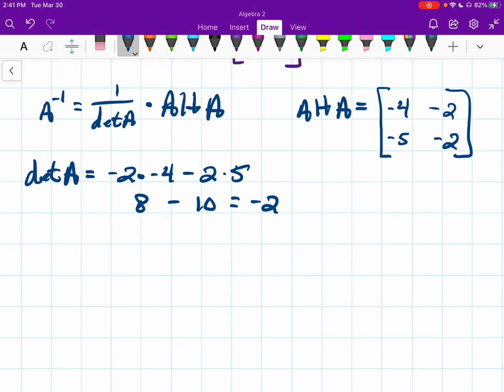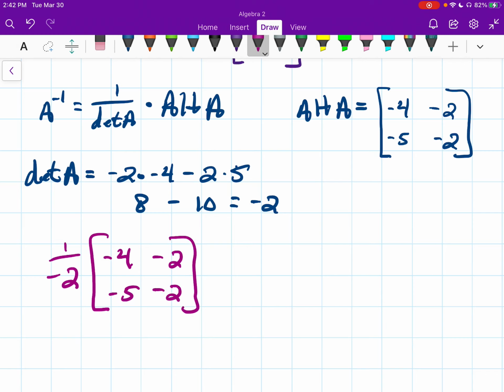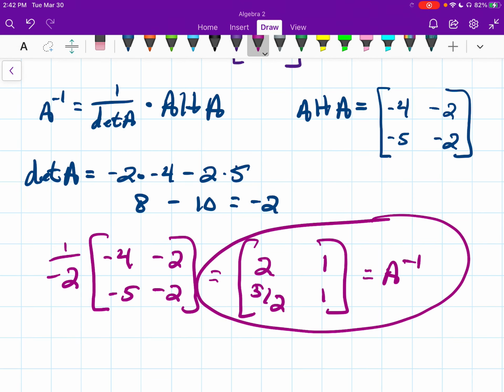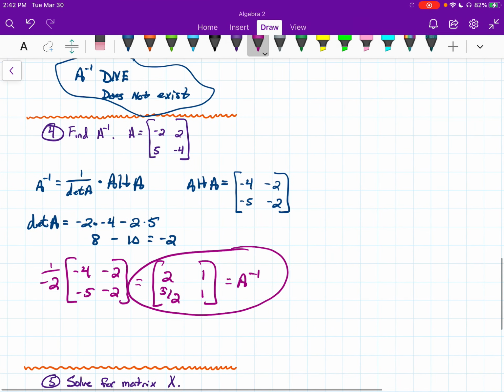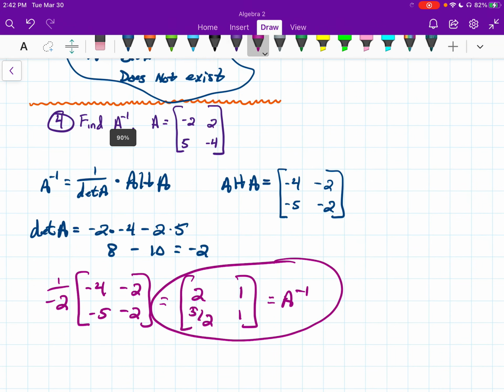Now we can actually plug in and solve. So I'm going to have 1 over negative 2 times my big, what is this called? The matrix. This will give me 2, 1, 5 halves, 1. And this is A inverse. Alrighty, there we are. That's example number 4.